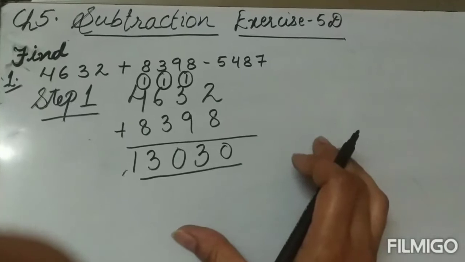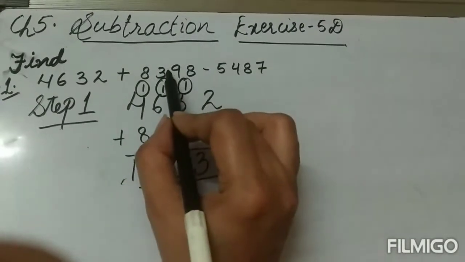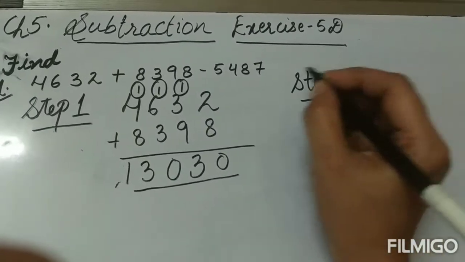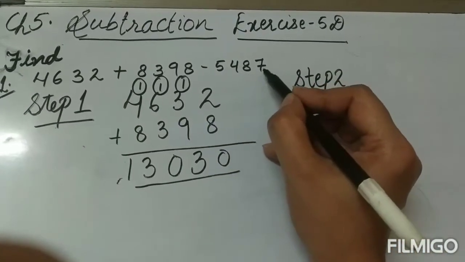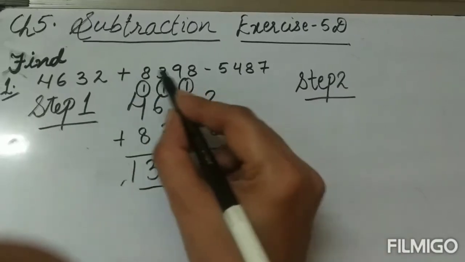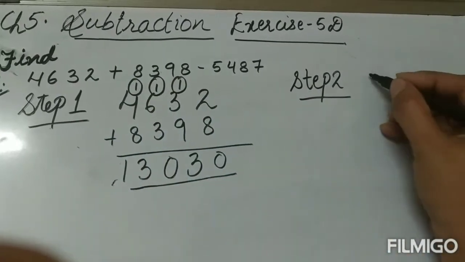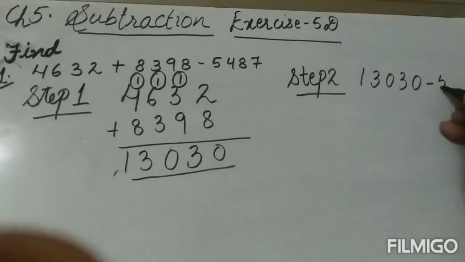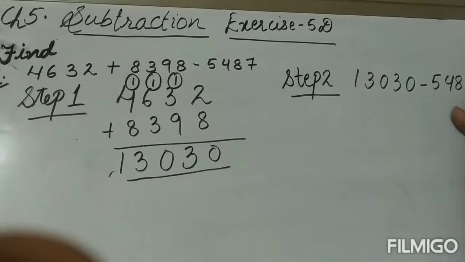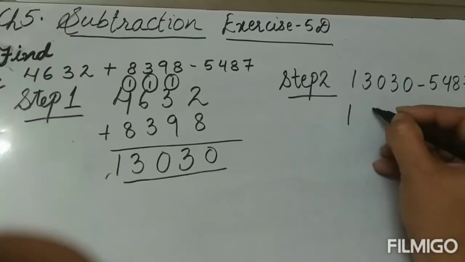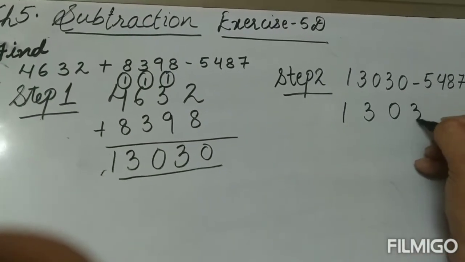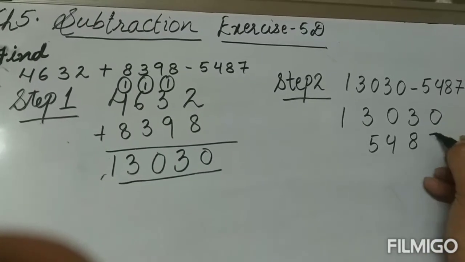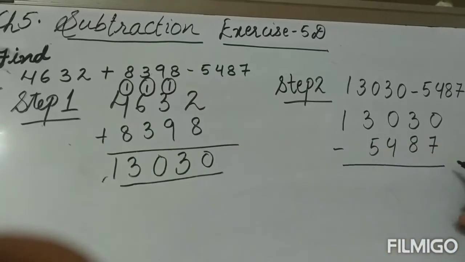So in the first step we add these two numbers, and in step 2 we subtract 5487 from the sum of these two numbers. That means our question has become 13030 minus 5487. This is our second step. Now subtract it. 13030 minus 5487. Subtract these two numbers.